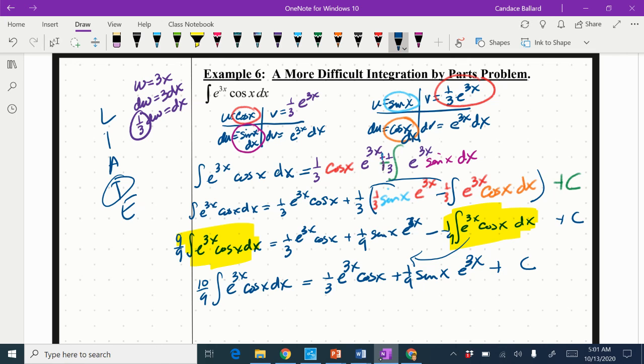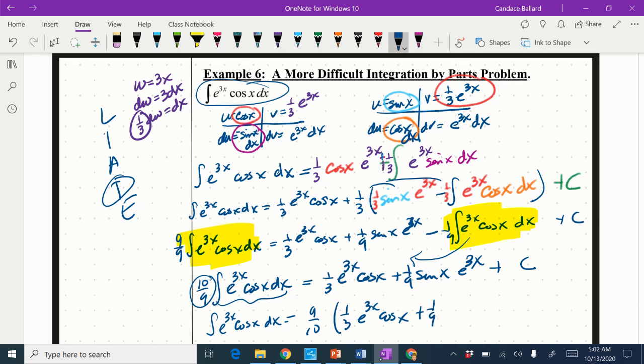Now, in order to figure out what this equals, which is ultimately what our goal was, all I have to do is take this 10/9 and move it to the other side by multiplying by the reciprocal. So we know that the integral of e to the 3x cosine x dx is equal to 9/10 times 1/3 e to the 3x cosine x plus 1/9. I'm just going to reverse it now. e to the 3x sine x plus c. Isn't that beautiful?